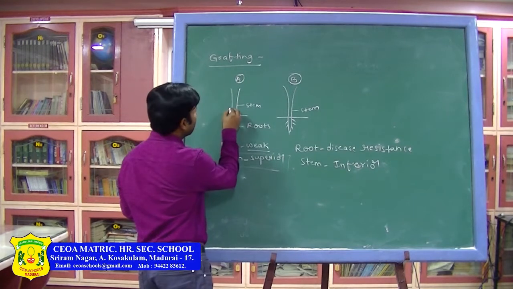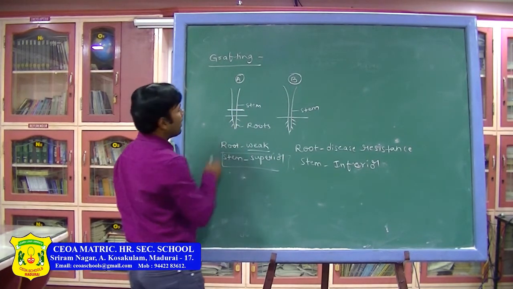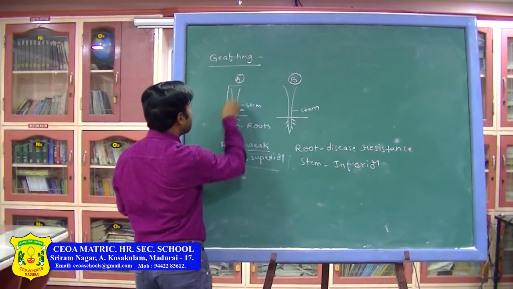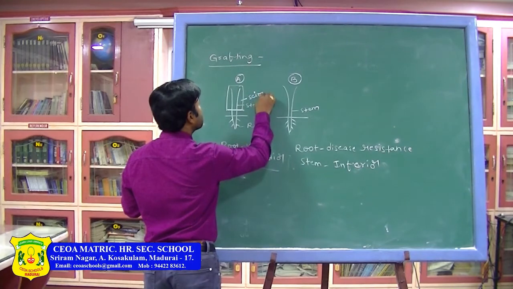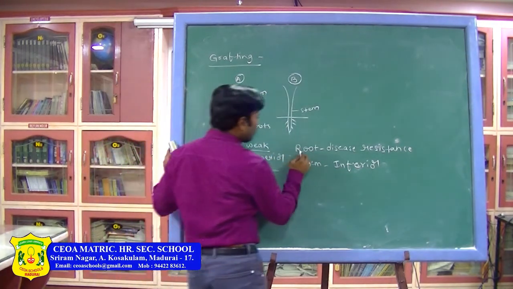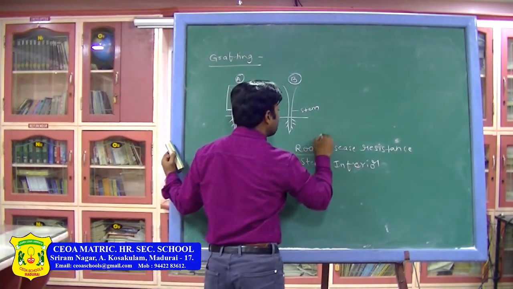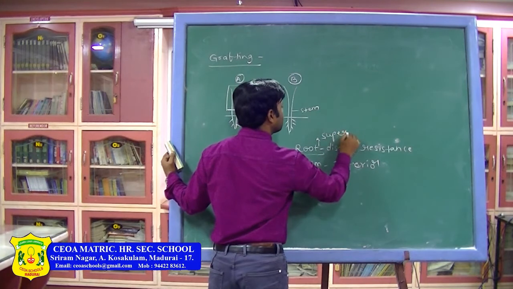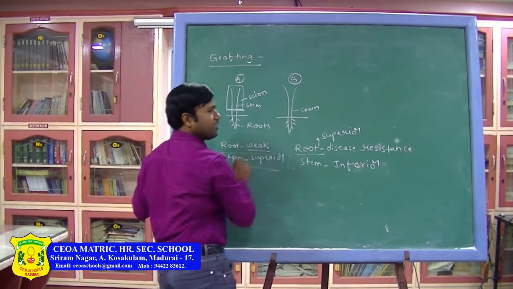Now what I am doing, I am cutting this part. This superior part is the scion. Then who is superior in the root and stem of plant B? Root is superior. Stem is inferior.